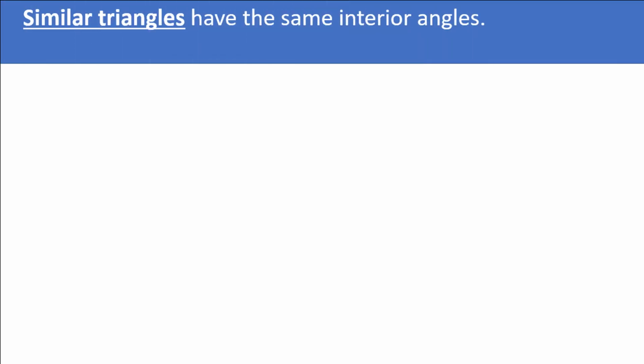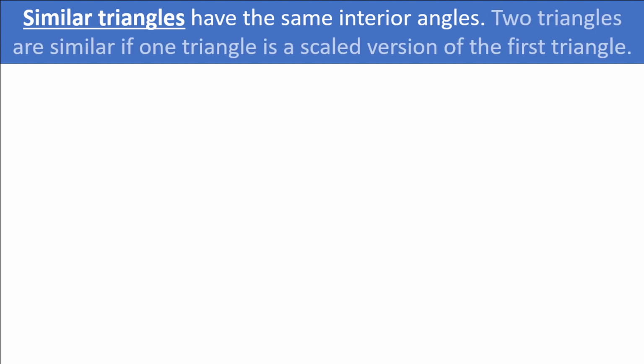Similar triangles are two triangles that have the same interior angles. The mathematical term for this is congruence. The two triangles must have congruent angles in order to be similar. In practice, this means that two triangles are similar if one triangle is a scaled version of the first triangle.